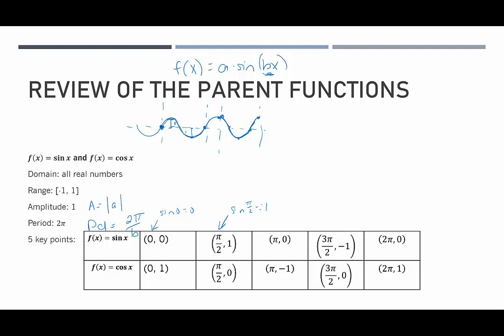And then cosine, we start at 0, 1. We actually start at the y-intercept. Well, I guess they both start at the y-intercept, don't they? Then we go to pi over 2, comma 0, pi, -1, 3 pi over 2, comma 0, and 2 pi, comma 1 is our final piece of cosine.